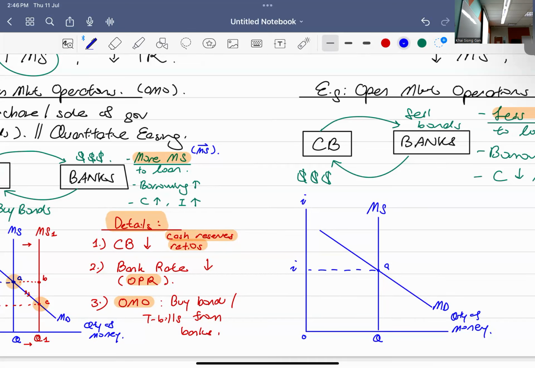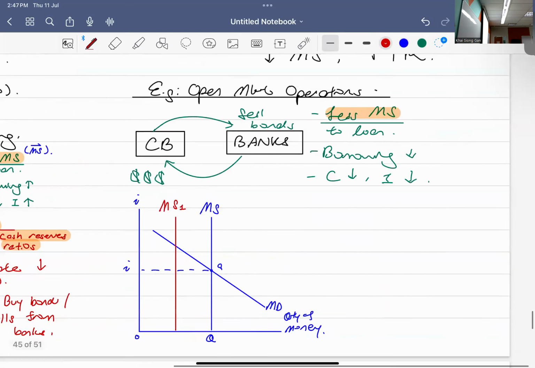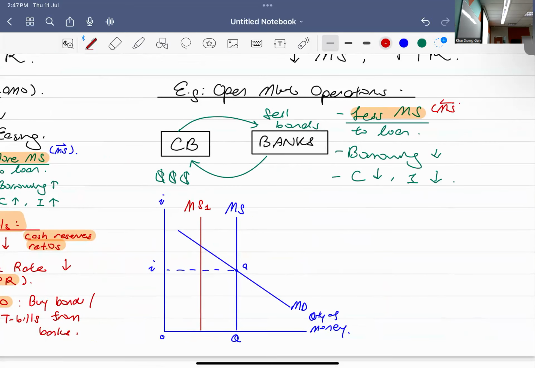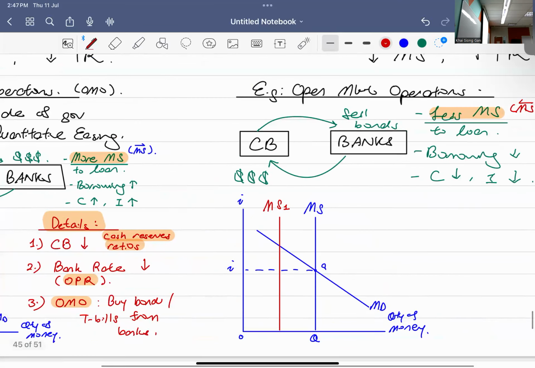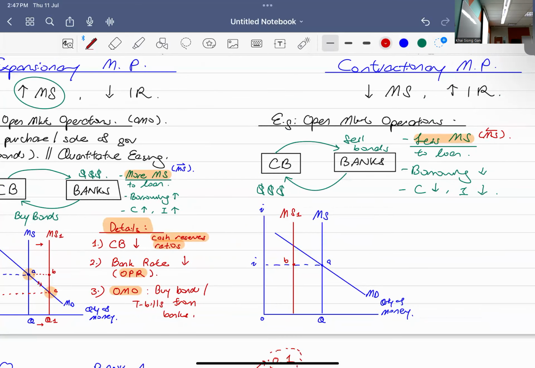Now the central bank reduces the money supply through the sale of government bonds. That reduces the money supply, shifting the money supply curve leftwards. From point A moving to point B, there is a shortage, and because of the shortage it will push up to point C. At the end, you can see it results in higher interest rate and lower quantity of money.